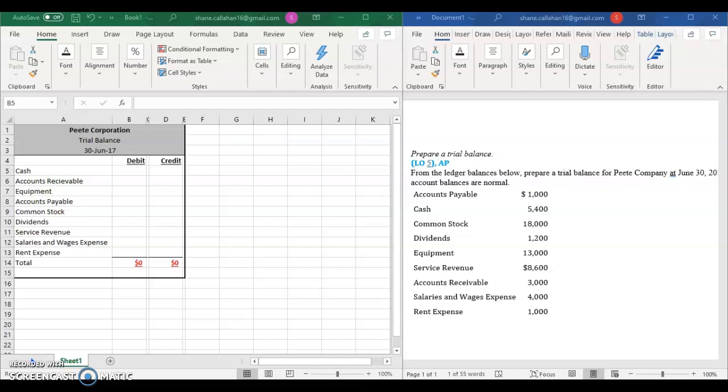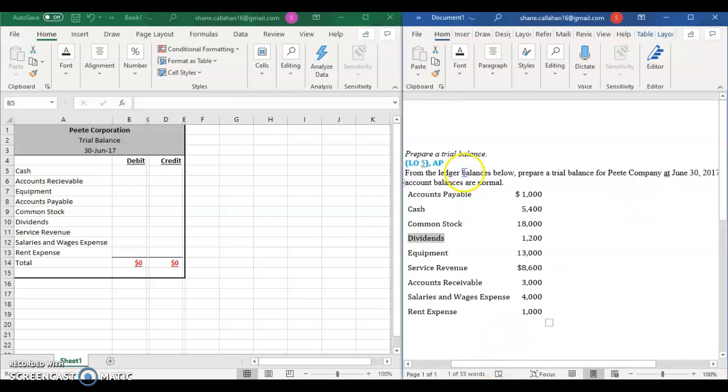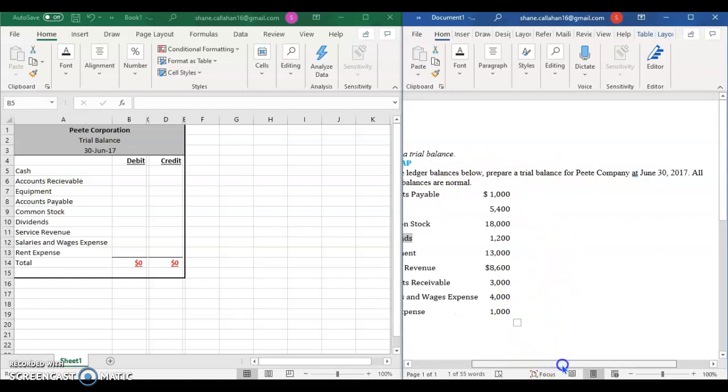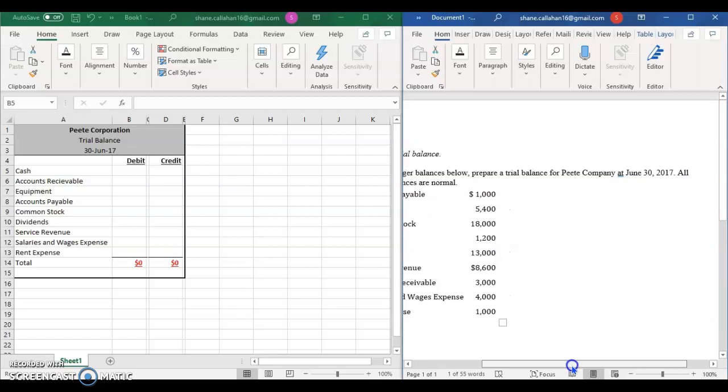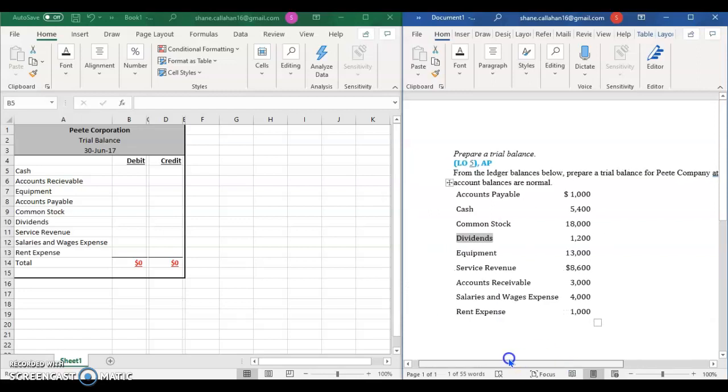I chose to show you guys how to prepare a trial balance. This was Brief Exercise 11 in the textbook. What we're going to do is prepare a trial balance from the ledger balances below. Prepare a trial balance for Pete Company at June 30th, 2017. All account balances are normal.